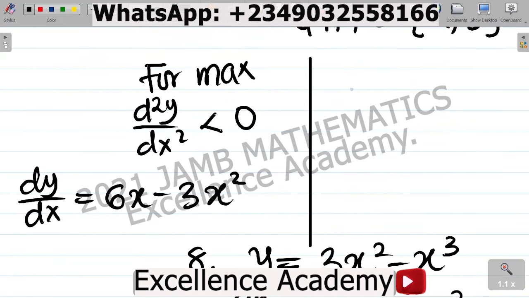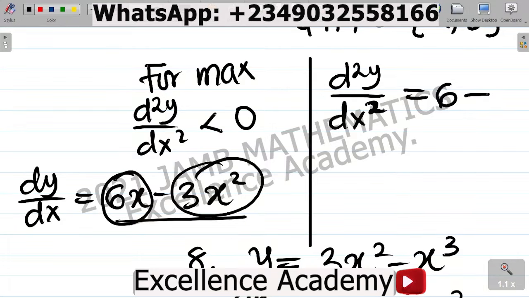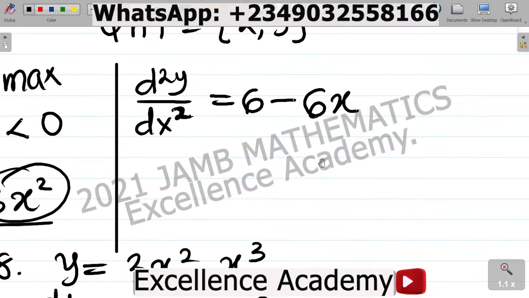From here, we can get that d squared y over dx squared, which means differentiating this, will be equal to, differentiate 6x, you have 6, the sign is minus, differentiate 3x squared, you have 6x, so it becomes 6 minus 6x. Again, if you don't know how we got this, please go and check our playlist on differentiation. Check the very first video, that's differentiation from general method, and you see how we got this.